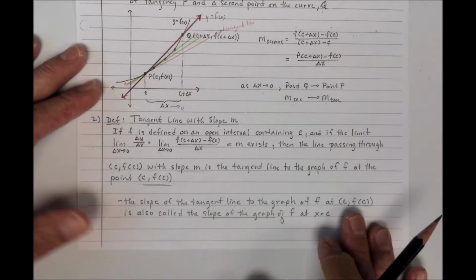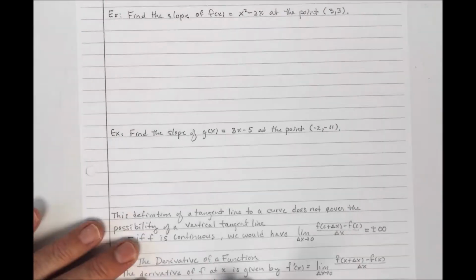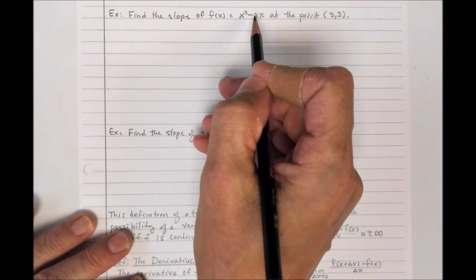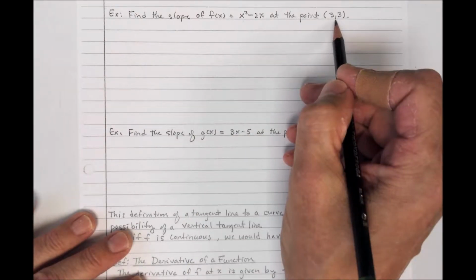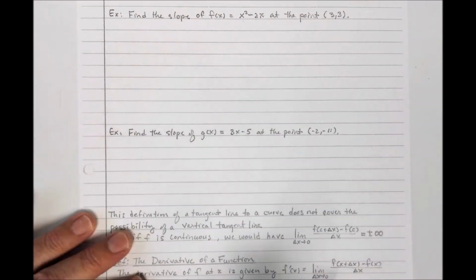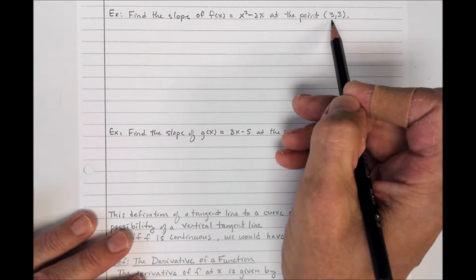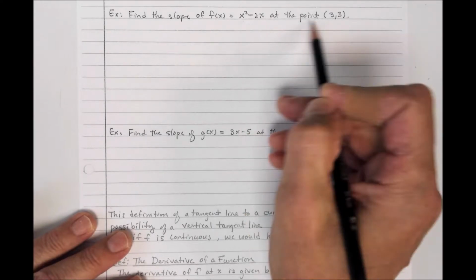All right, so let's jump over here and try an example. Here's a function, f of x equals x squared minus 2x. It's quadratic, and the point (3, 3) is a point that's on it. Now, I want to find the slope of this curve at this point, which means I want to find the slope of the tangent line to this curve at the point (3, 3).